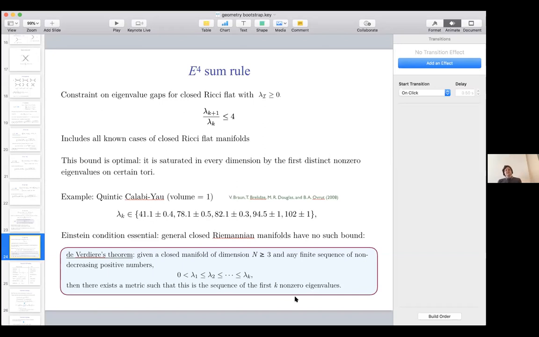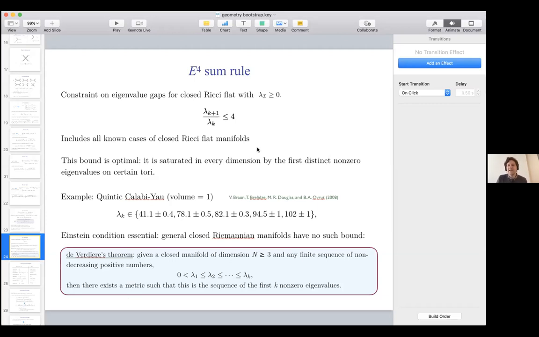And the Einstein condition is essential for having this bound. So there's this funny theorem. If I have just a generic Riemannian manifold, not necessarily an Einstein manifold, if you give me any closed Riemannian manifold and any finite sequence of non-decreasing positive numbers, any sequence of k numbers, then I can find a metric on that manifold such that the sequence is precisely the first k eigenvalues. So without the Einstein condition, with just a generic Riemannian manifold, you can basically get whatever spectrum you want. So there can be no such interesting constraints like this.